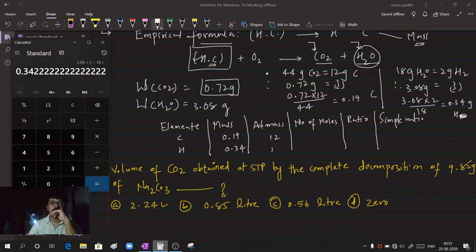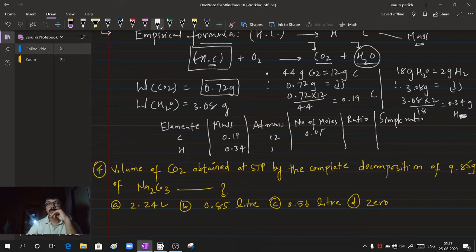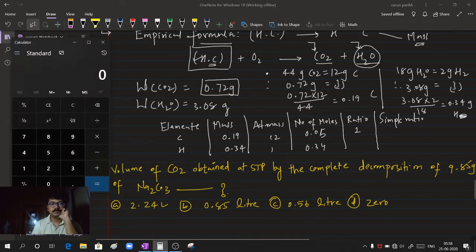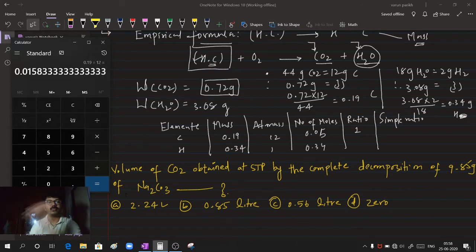Number of moles, so 0.19 divided by 12 gives 0.05, and this gives 0.34. So this will be 1, and this will be, wait a minute, what was it? 0.19 divided by 12. It is 0.015. Okay.